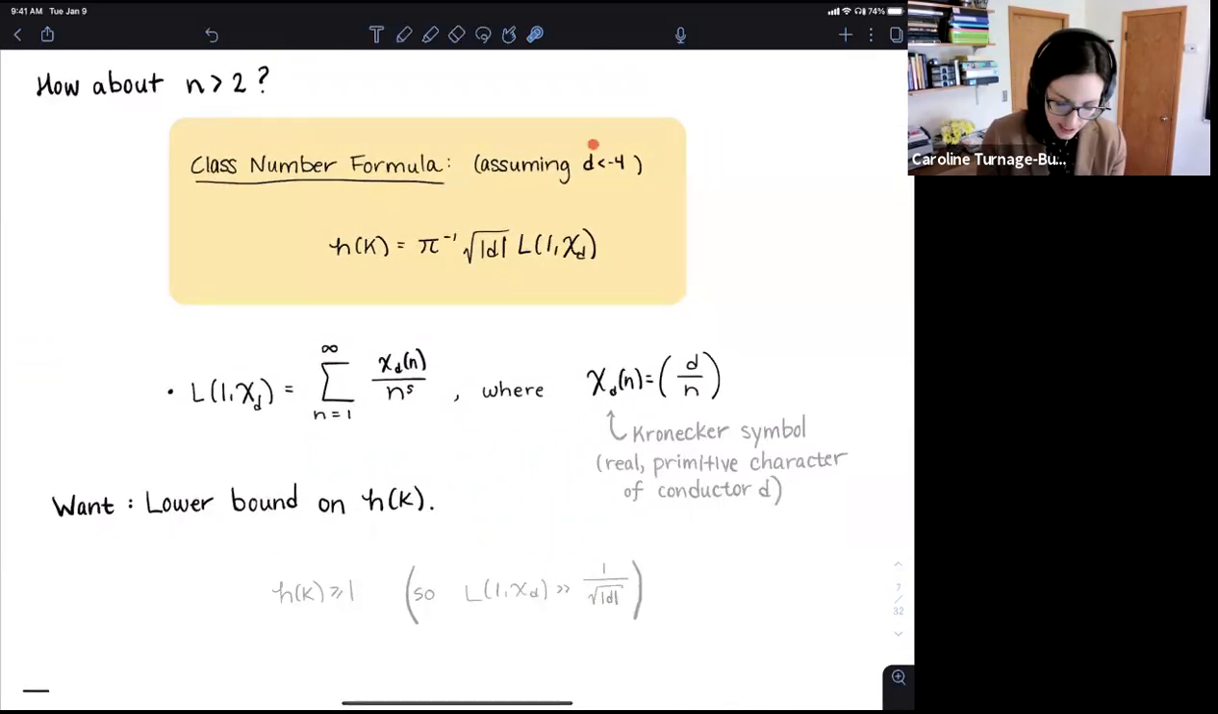And let's look at a simplified version of the class number formula when the discriminants are less than -4. So what do we have here? We have the class number, that's what we're after. Here's the discriminant. And then here is the L function, the quadratic L function at 1, where here we have a Kronecker symbol. What we want is a lower bound on the class number.